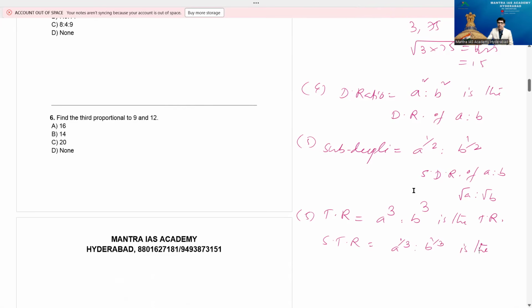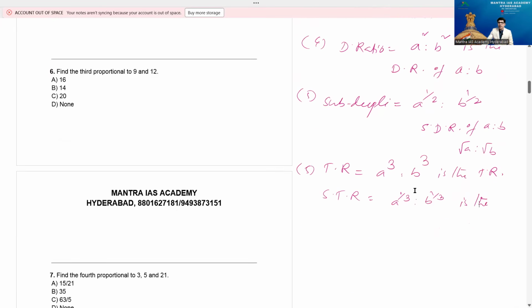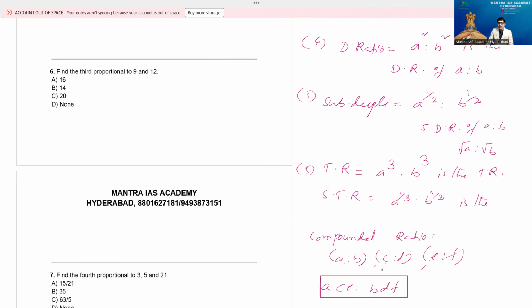So these are the basic fundamental points. Of course, last and final one, you can say compounded ratio. Example, a is to b is there, c is to d is there, at the same time, e is to f is there. So product of antecedents is to product of consequents, that is, ace is to bdf, is called the compounded ratio. So first terms is to second terms, called antecedents is to consequents. This is the ratio proportion fundamental points.